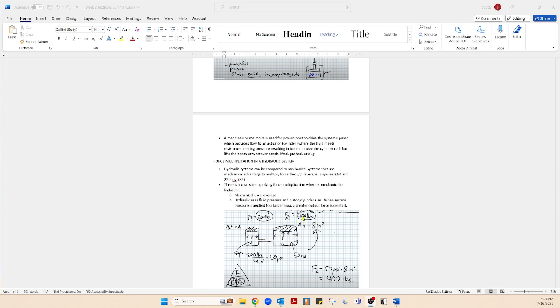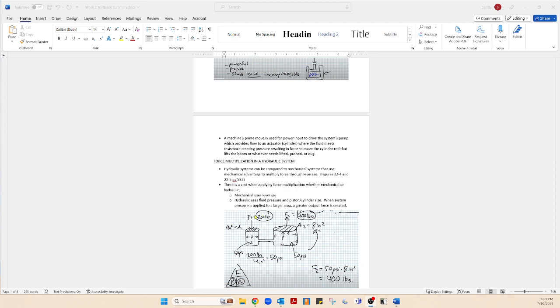To prove it, 400 pounds of force is coming out of here. The area is 8 square inches. What is 400 divided by 8? Can you guess? I'm going to calculate it. If I can find my calculator. 400 divided by 8 equals 50. 50 pounds, 50 psi. So we have 50 pounds of pressure throughout the system.